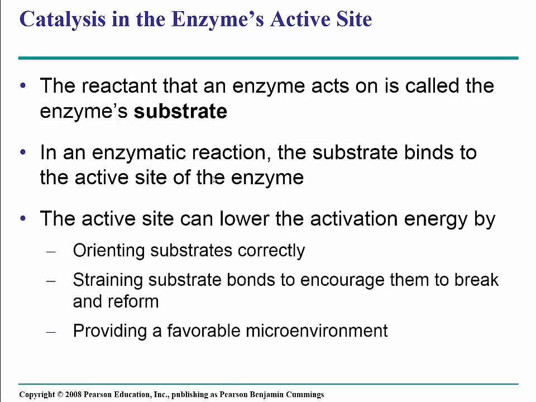The active site can lower the activation energy in multiple ways. So it's going to be specific for our enzyme and our substrates. One of the things that can happen is it can orient our substrates correctly. Another thing that can happen is it can take our substrate and encourage bonds to break or to form. And a third way that enzymes can work is they can provide a favorable microenvironment. So just the tiny environment of our active site can be a little bit different from the environment around the enzyme.